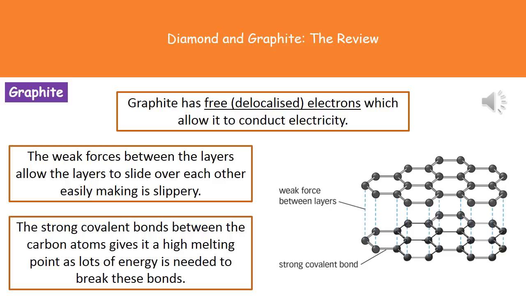The last property we need to understand is the high melting point, which is exactly the same as we saw with diamond. It's got lots of those strong covalent bonds between each of those carbon atoms, and therefore we need large amounts of energy to break those bonds, and that means it's got the high melting point.